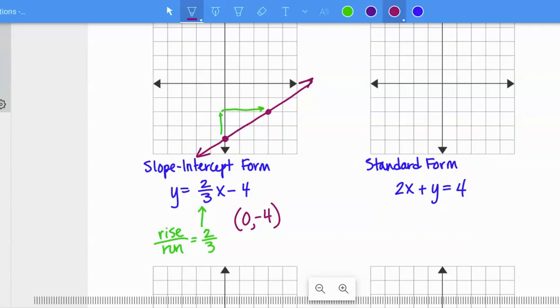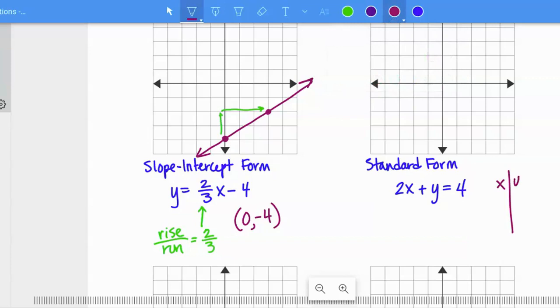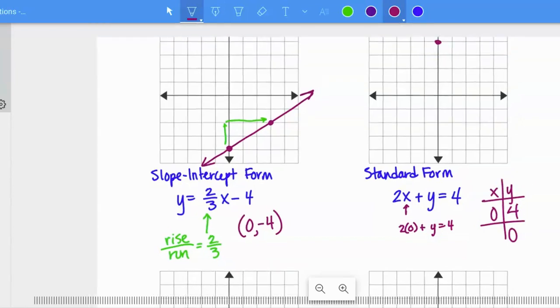If I have an equation in standard form, like my second example, 2x plus y equals 4, I can find 2 points, and the easiest ones to find are the x and y intercepts. So we can make our little intercept table here. And if I put a 0 in for x, right, I get 2 times 0 plus y equals 4. And we see that the y needs to be 4 to make that equation true. So 0, 4, 1, 2, 3, 4 puts me up there.